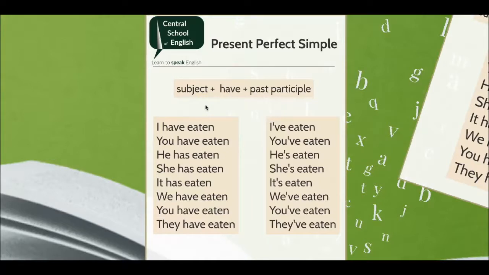For example, using the main verb eat, we can say I have eaten, you have eaten, he has eaten, she has eaten, it has eaten, we have eaten, you have eaten, they have eaten. We should also remember English speakers often use contractions when speaking. We may also say I've eaten, you've eaten, he's eaten, she's eaten, it's eaten, we've eaten, you've eaten, they've eaten.